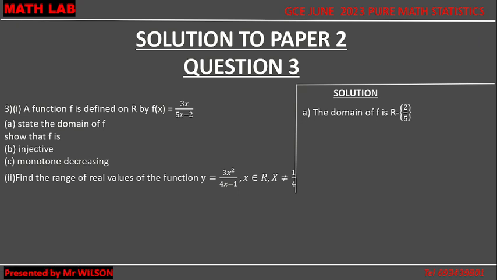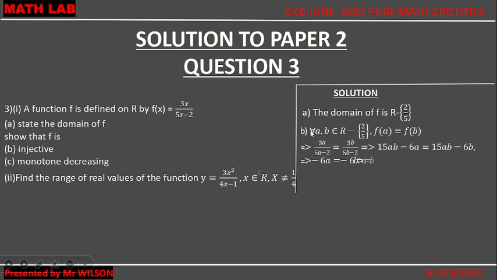So now we are going to show that the function is injective. To show that the function is injective, we say what? We take any values a and b, elements of R, excluding 2 over 5, as we know that is the domain, so 2 over 5 will not work. So for all values of a and b, elements of real numbers except this, we need to show that if f of a equals f of b, then a equals b. That is the relationship we need for f of x to be injective.